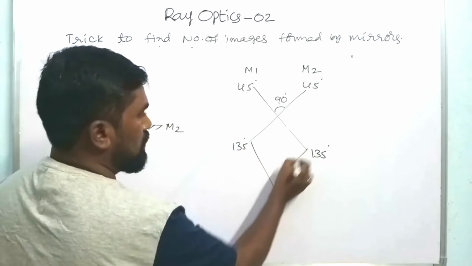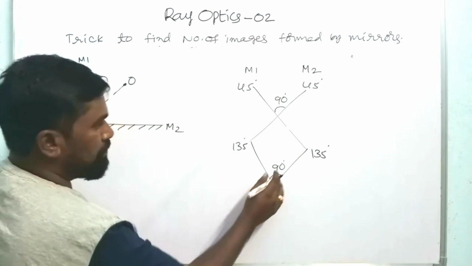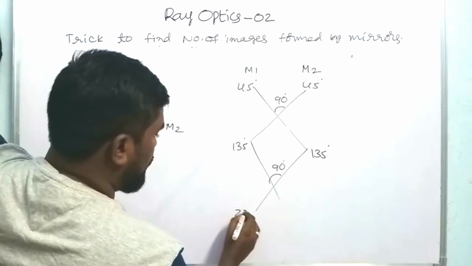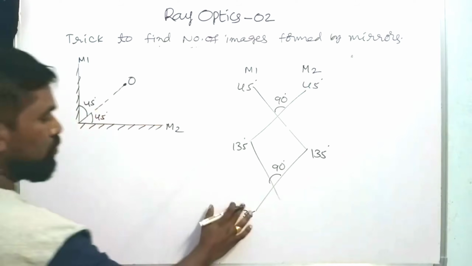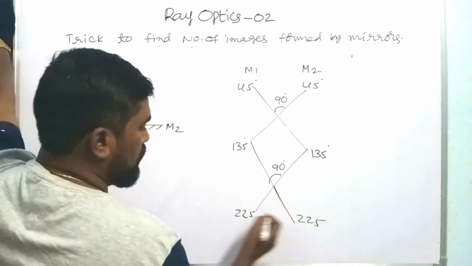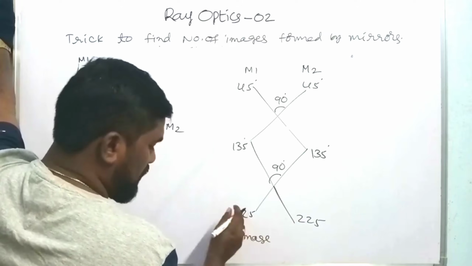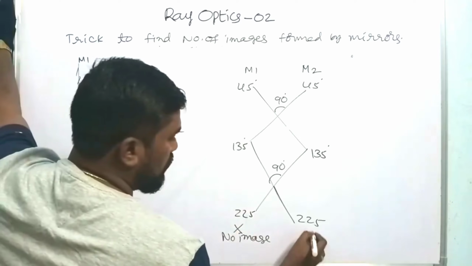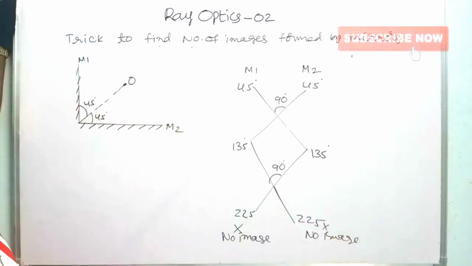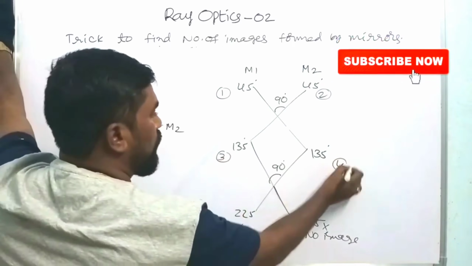Again, crisscross. This is 90. 135 plus 90 is 225. Sorry, 225, and here also 225. So 225 is greater than 180, so there is no image here, and no image here either. Now the number of images are 1, 2, and this is 3, and this is 4. Is it right?